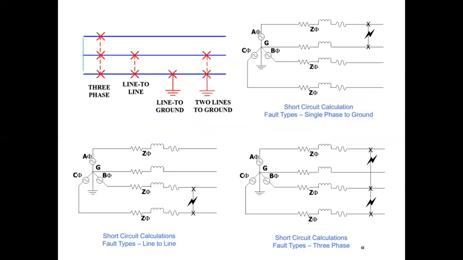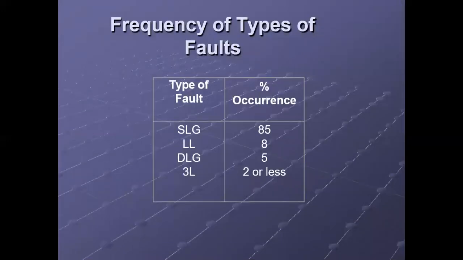In this diagram, we see how to calculate the short circuit conditions. Then frequency of types of fault, that is, how many occurrences of fault for which type of fault. The first one is single line to ground fault, whose occurrence on the system is 85%. The second one is line to line fault, which occurs on the system 8%. The third one is double line to ground fault, which occurs 5%. The fourth one is three-phase short circuit fault, which occurs on the line 2% or less than 2%.